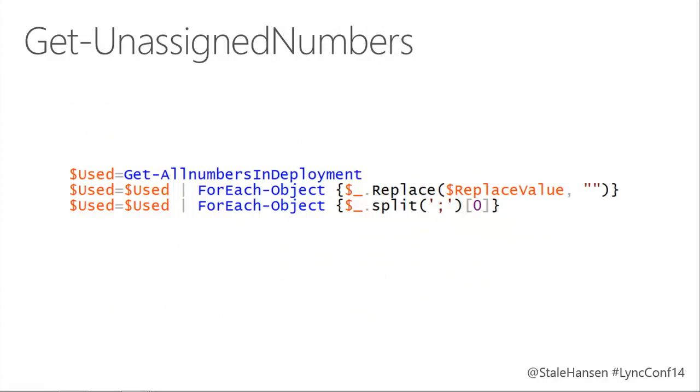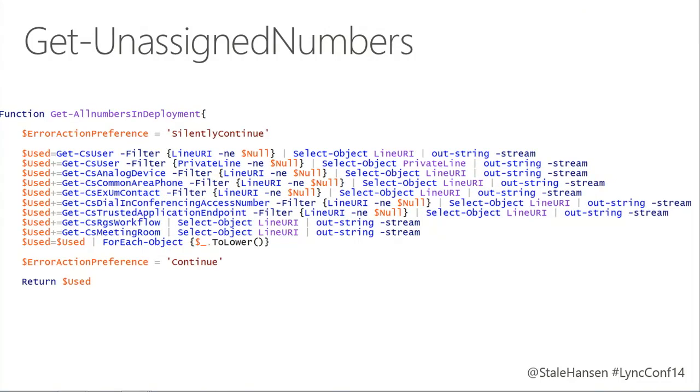I also have a function called get all numbers in deployment, which is based on just getting all the numbers, not just for users, but for dialing, conferencing, and stuff like that, and adding that into an array that we can build on. And then I, of course, remove the tel colon, the RFC standard formatted number, and we also remove the extension for the first function. So the get all numbers in deployment is just a function to get all the numbers in the deployment. It's a separate function that you can reuse for yourself in your own routine.